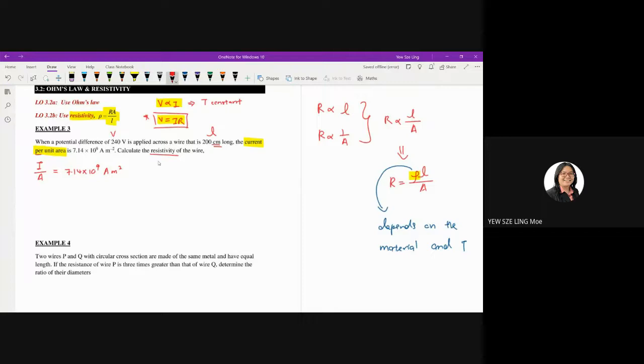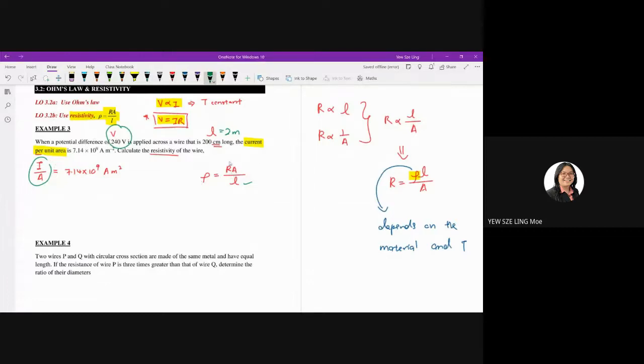So let us start from the resistivity equation: rho equals RA over L. But if you look at this equation, we don't have R. R is an unknown. And again, we don't have A. We don't have any information about A. What we have is just L, where L equals 2 meter. So what should we do now? You are given V, and you are given a value I over A.